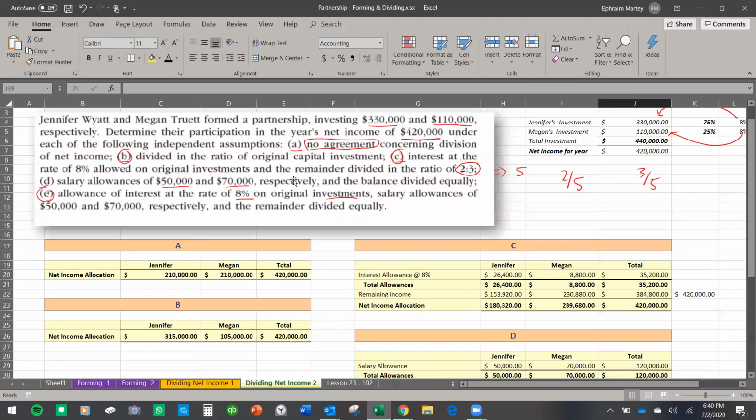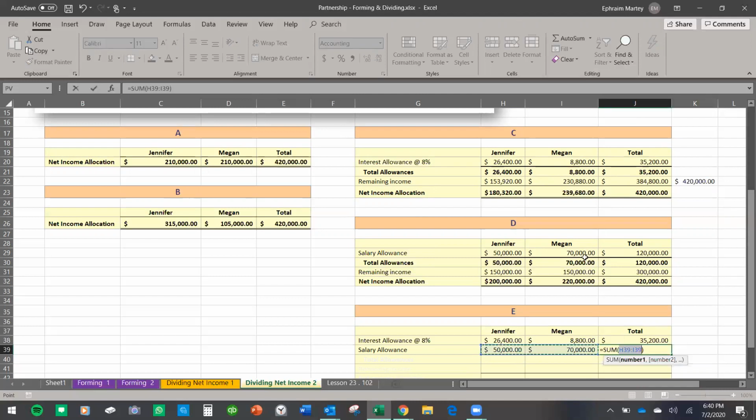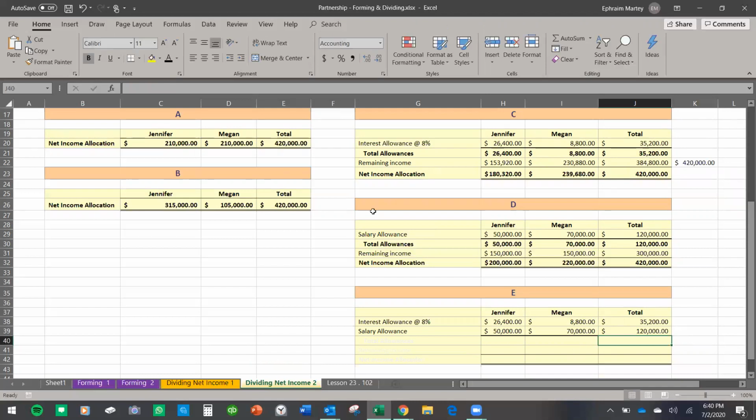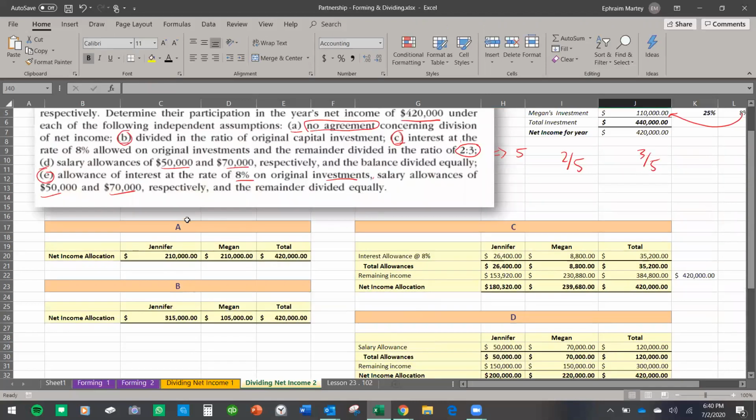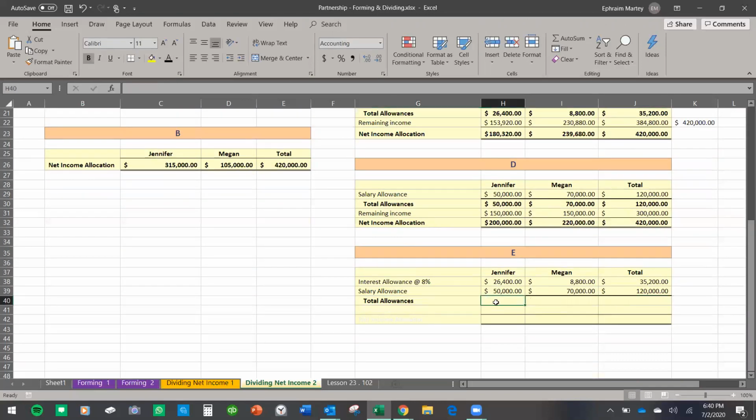Now that is the first agreement. In the second agreement, salaries of 50,000 and 70,000 respectively. Okay, so I'm going to review my salary agreement. So 50,000 and then 70,000. And I'm going to add these two together. Okay, so that's what I have. Now, what is the next agreement? And the remainder divided equally. So now I'm going to add those allowances together. So we have this plus that. So this is the total allowance for Jennifer, total allowance for Megan, and that's the total for both of them.